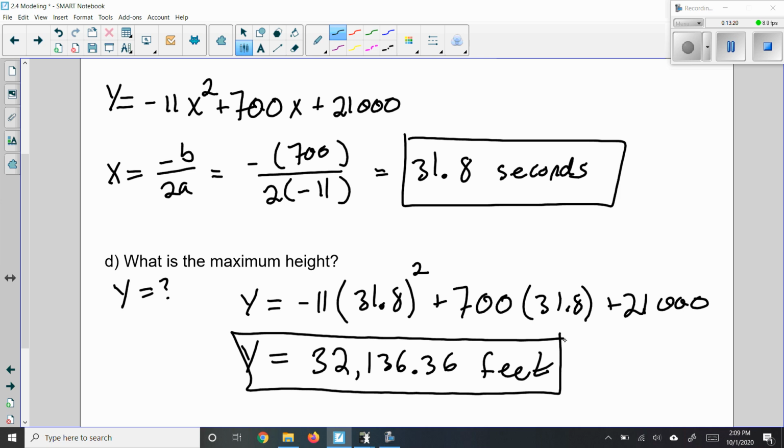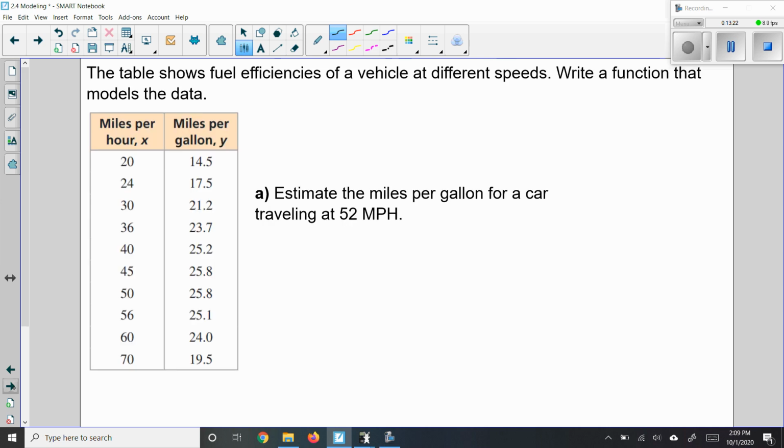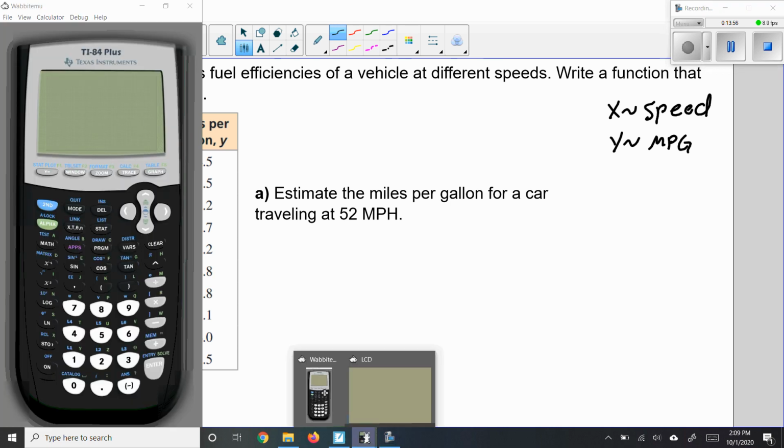Okay, let's check out another one. This table shows fuel efficiency for a vehicle traveling at different speeds. So x is the speed and y is the miles per gallon, or the efficiency. So we'll go ahead and put these values in our TI-84.